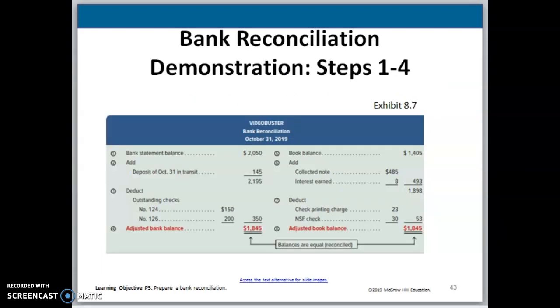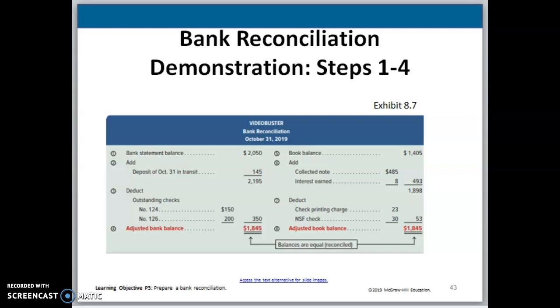We're going to follow 9 steps to prepare a bank reconciliation. This here has the first 4 steps listed. So we're going to identify the bank statement balance of the cash account, the balance per the bank. So this is from the bank statement. That's why it says bank statement balance at $2,050.